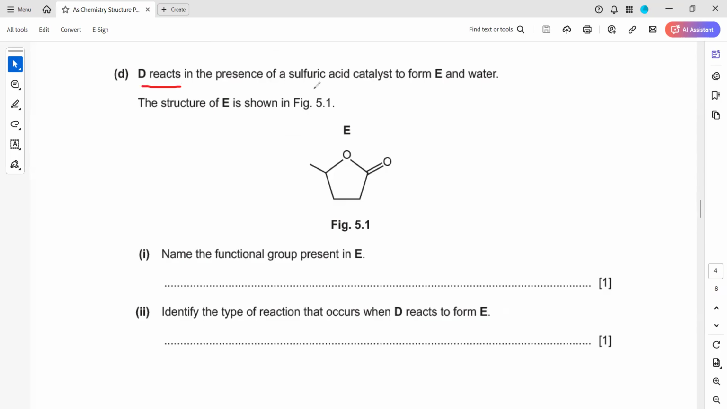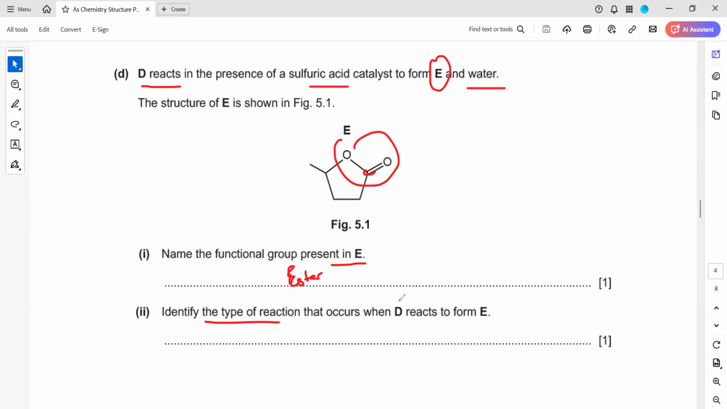D reacts in the presence of sulfuric acid as a catalyst to form E and water. What is compound E? What does compound E look like? C double bonded with O and C, so it looks like an ester. Name the functional group which is present in E. So which functional group is present in E? We can clearly see an ester is there.